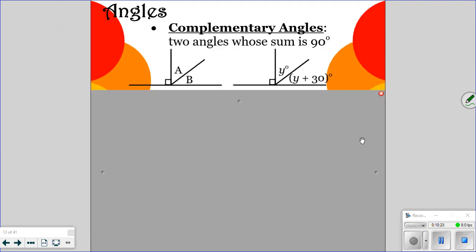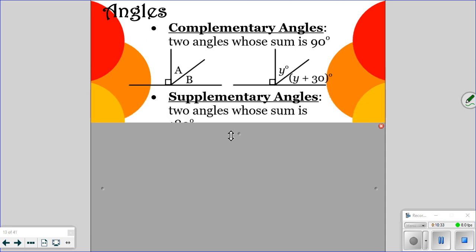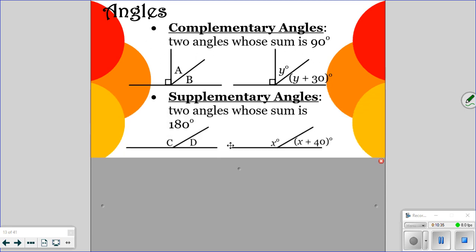Now we're going to look at complementary angles. Those are angles that add up to 90 degrees. So y plus 30 would have to equal 90 degrees because they're complementary. Supplementary means they add up to 180. So x plus 40 would have to equal 180 because it makes a straight line.